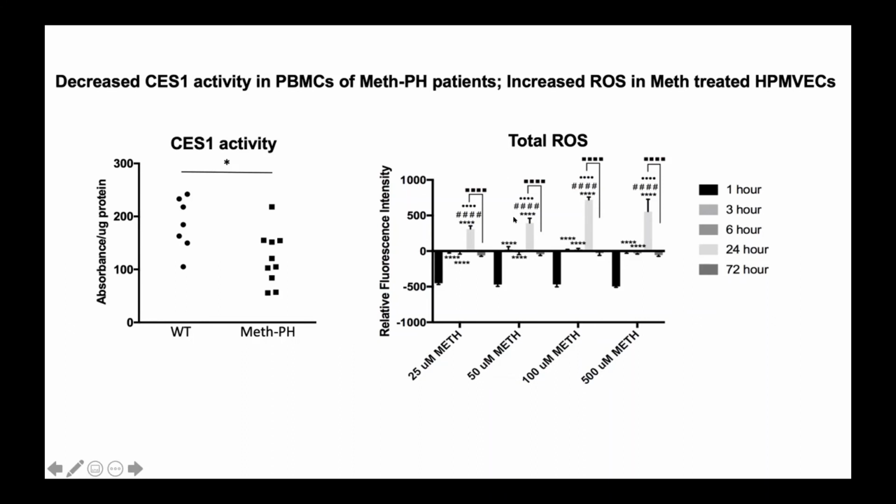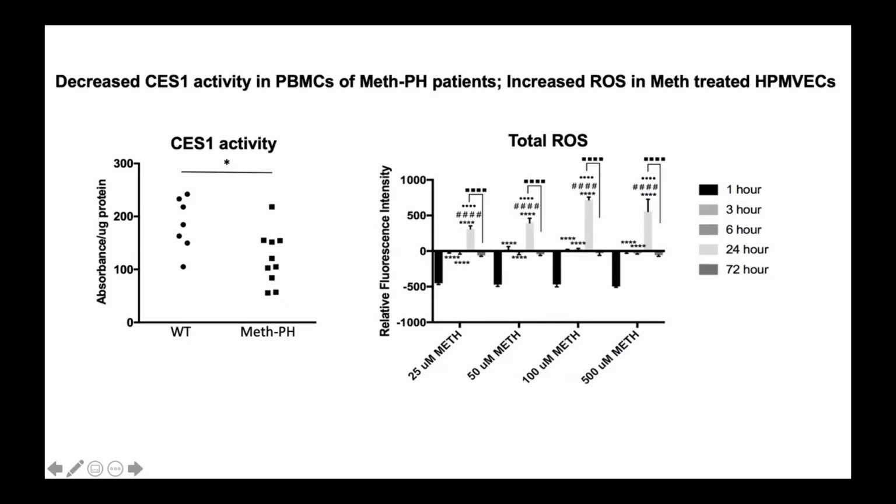So moving forward with the idea that probably here also the oxidative stress mechanisms may be playing a role, we went ahead to see the effect of methamphetamine treatment on pulmonary microvascular endothelial cells in terms of ROS generation. And we found that with increasing concentrations of methamphetamine up to 500 micromolar, there is a significant increase of ROS generation.